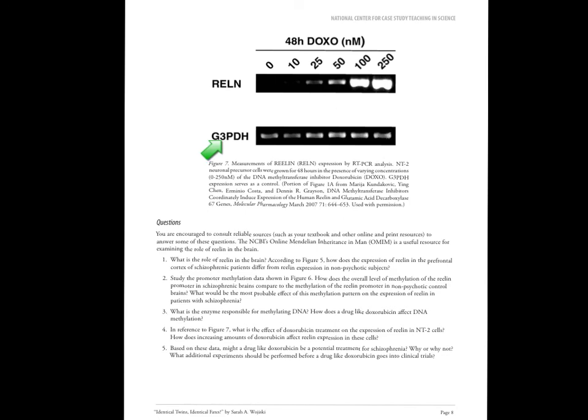Now, they used here G3PDH as a control group, because the question that then comes is, how do you know that this transferase isn't happening all over the place? How do you know it's specifically working on reelin? And this is the answer, because you'll notice that the inhibitor is given at the same concentrations, 0, 10, 25, 50, 100, and 250, but the production of G3PDH is not impacted at all.